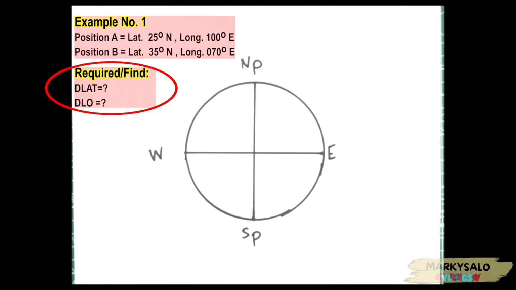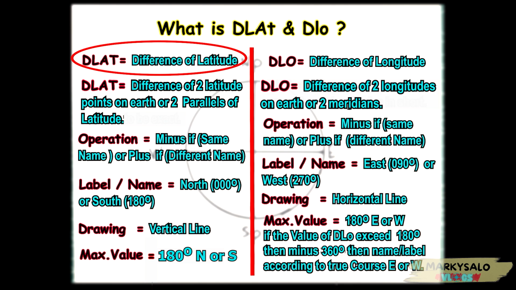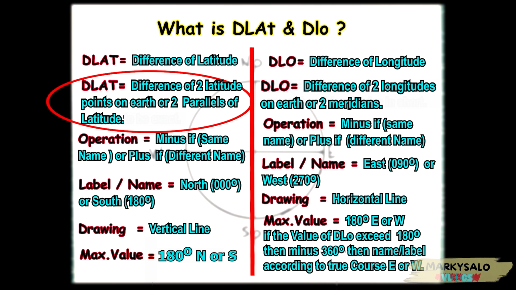Before we answer this particular question, let's first define the meaning of DLAT and DLO. DLAT is an acronym for difference of latitude, while DLO is an acronym for difference of longitude. DLAT is simply the difference of two latitude points on Earth, or two parallels, while DLO is the difference of two longitudes, or two meridians, on Earth.